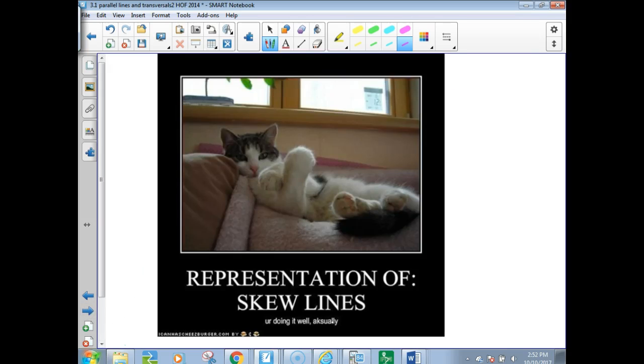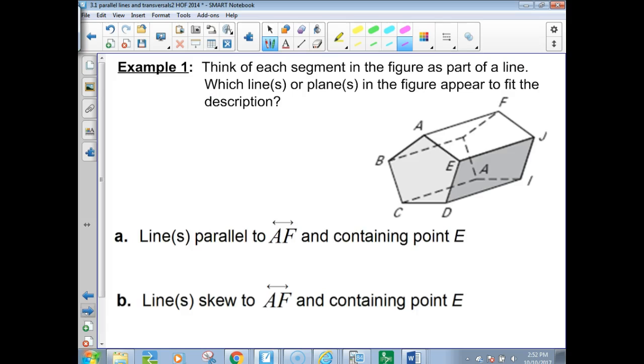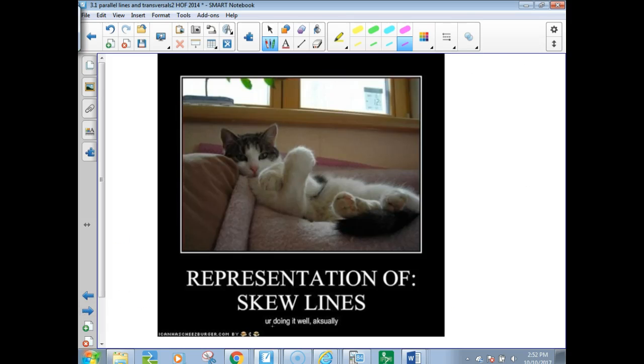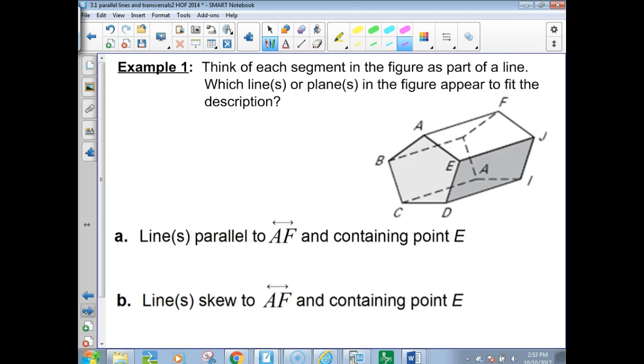Now this is a representation of skew lines. Did you get both things? Maybe. What do you see as skew on the kitty? Yeah, the arms. They're going in different directions, but they are not truly intersecting. And then what do you think about the legs that look like they would be what? They look parallel, don't they? Kind of interesting representation. Oh, and it says, you're doing it well, askewly. Actually, askewly. They're skew lines. Okay, I know, not the best joke.